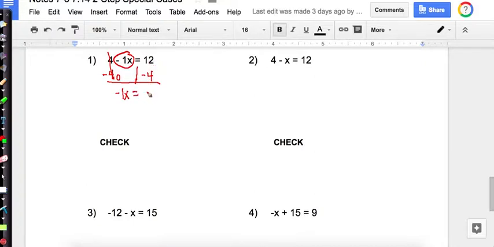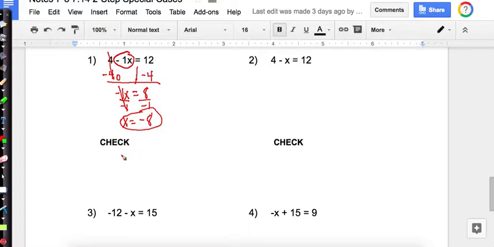What's 12 minus 4? 8. Now, the opposite of multiplication is division, so we can divide both sides by negative 1. Negative 1 divided by negative 1 is a 1 in disguise, so 8 divided by negative 1 is negative 8. So x equals negative 8.